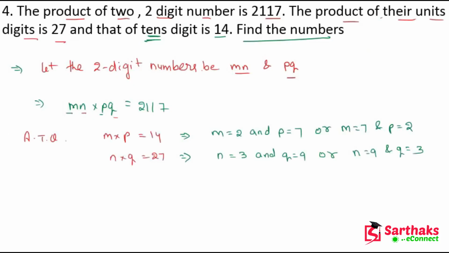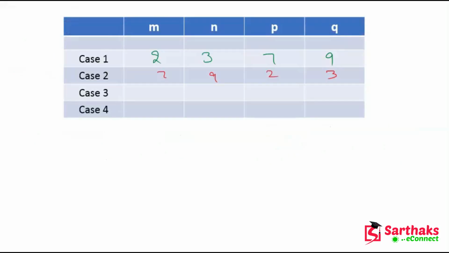Now the third case is here. We have to keep the same values, 2 and 7. We do not change the values of m and p, and we interchange the values of n and q. Here you can see this is 2 and 7, so we interchange the values: this is 9 and this is 3. In the similar case, we keep the values 7 and 2, and we change the values of n and q, which are 3 and 9. Okay, so these are the 4 cases.